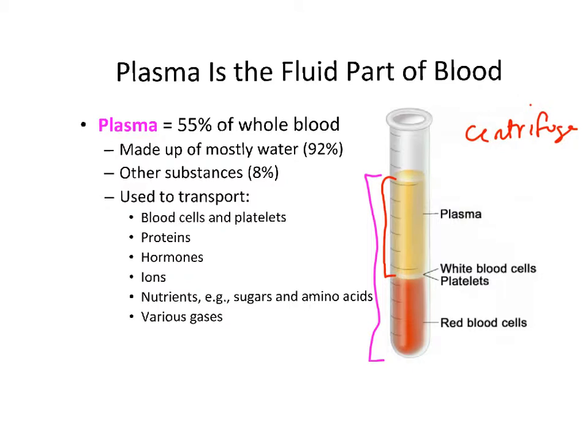When we're looking at plasma, it's mostly water, about 92% water, with a small portion of other substances. Plasma is the fluid that's responsible for transporting blood cells and platelets, proteins, hormones, ions, dissolved nutrients, and the gases. It's the liquid portion of your blood.